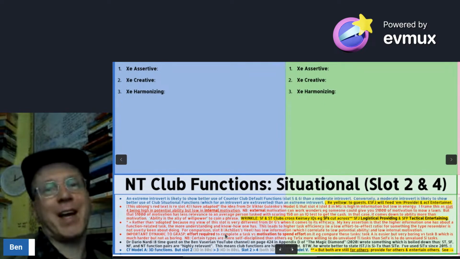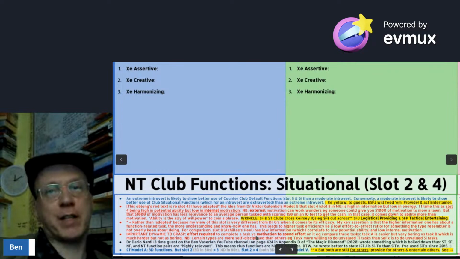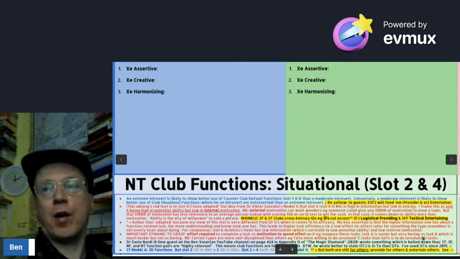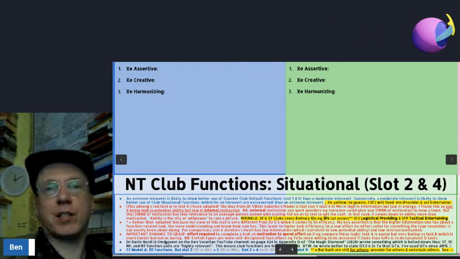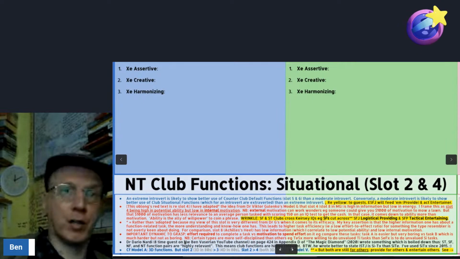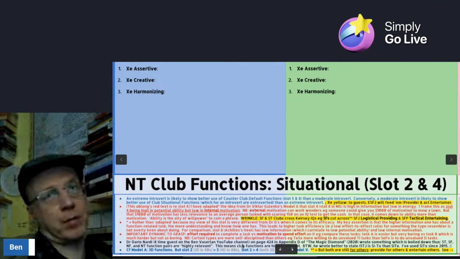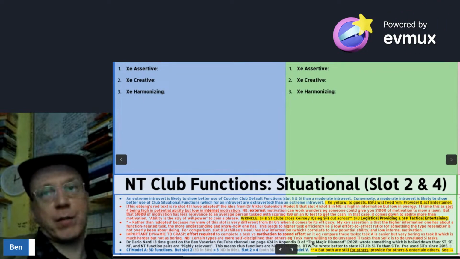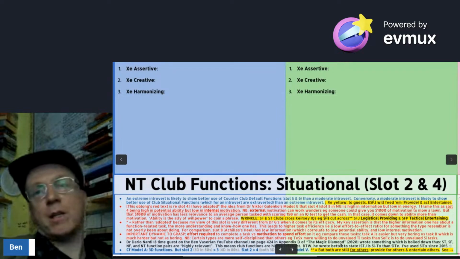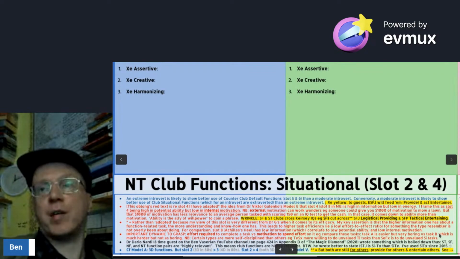An important dynamic to grasp: effort required to complete a task versus motivation to spend effort on it. For example, compare these tasks. Task A is easier but very boring, versus task B, which is much harder but not as boring. Certain types are more self-disciplined than others, e.g., ESTJ more willing to do unvalued TI tasks than ESFP is to do unvalued SI tasks.